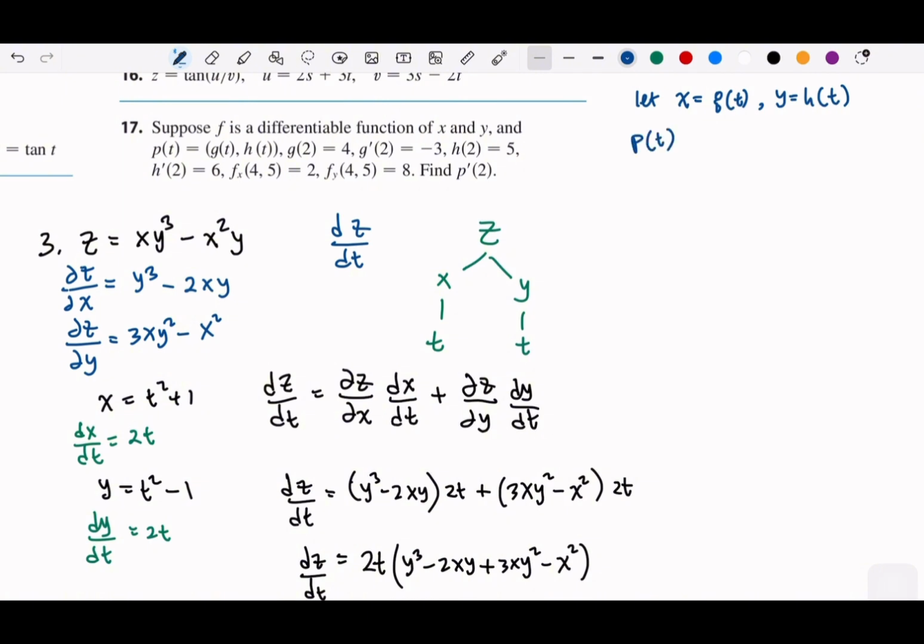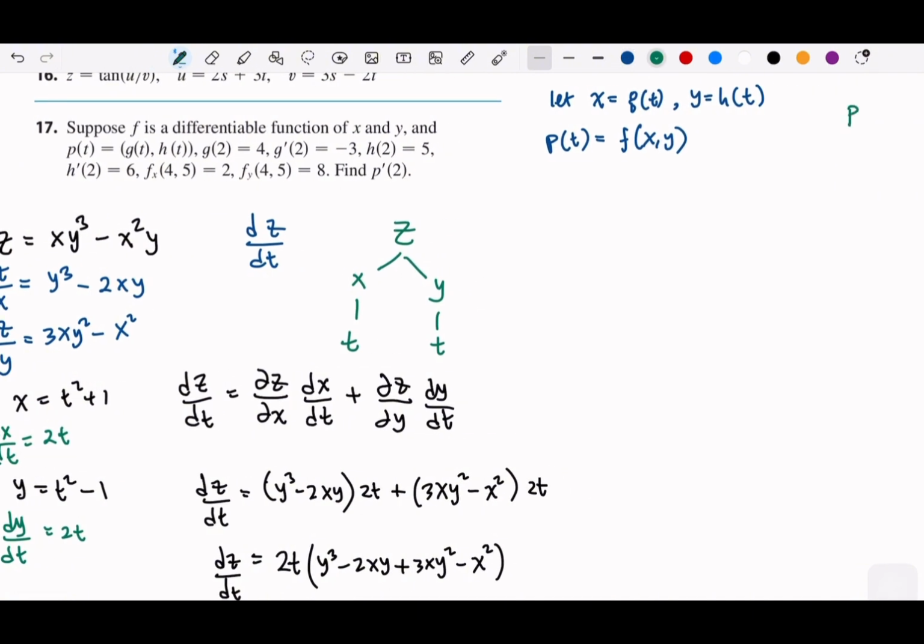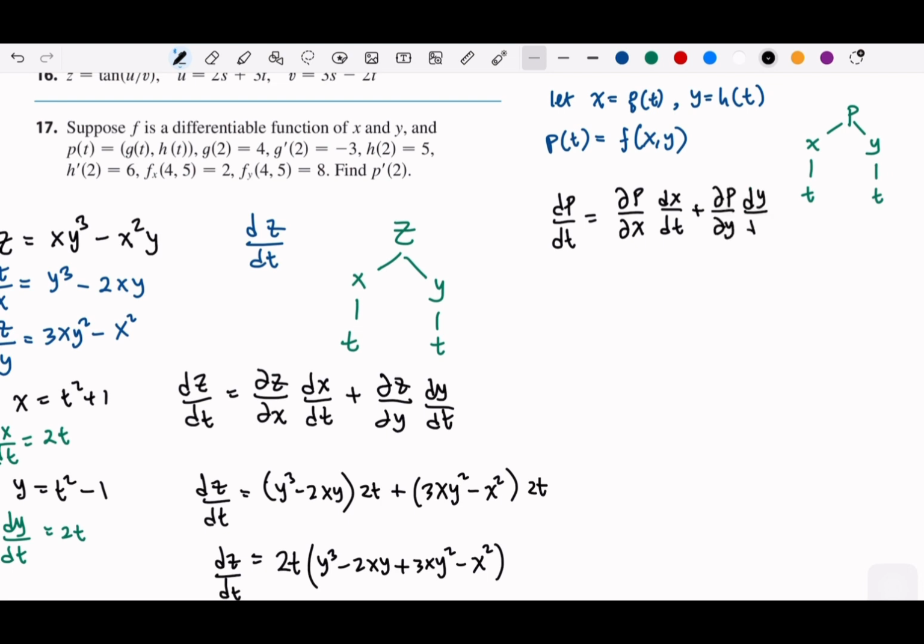Okay, so P will be a function of x, y, right? The same thing. So we could write P, and this will be t. If you name it with g or h, this is still okay, but I would like to start with something familiar from our discussion before. So we can say dP/dt is ∂P/∂x dx/dt plus ∂P/∂y dy/dt. Okay, we start from here.